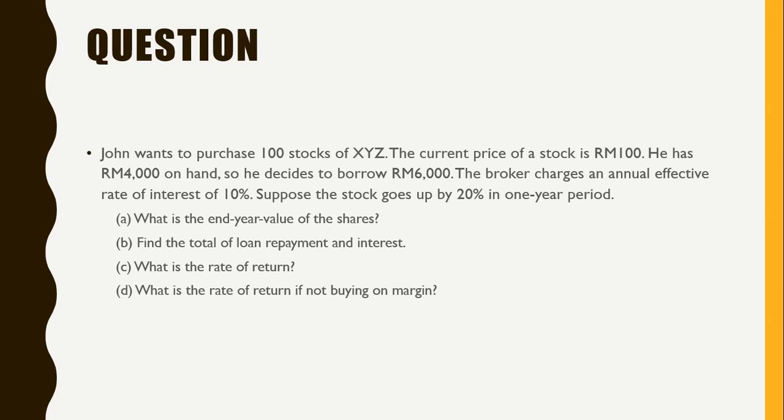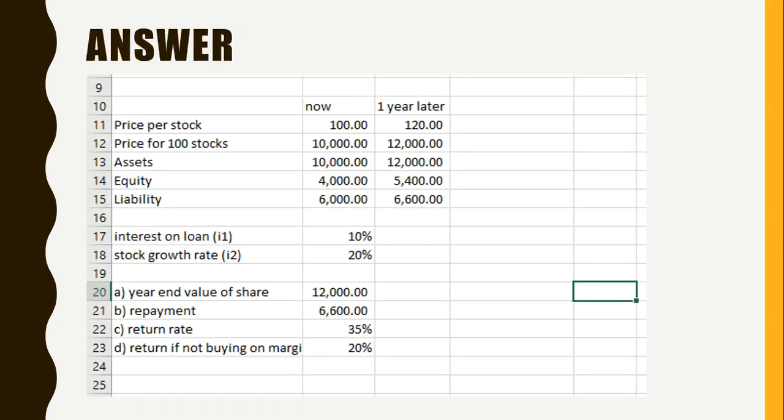Okay. What is the year-end value of the share? The year-end value after 1 year is you using the price of 100 stocks multiplied with the 20% because the growth rate is 20%. So it's 10,000 times 1.2 will equal 12,000.